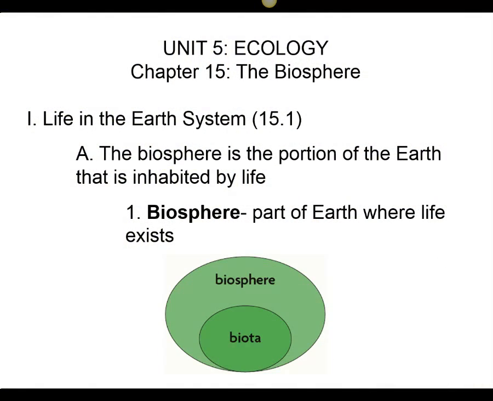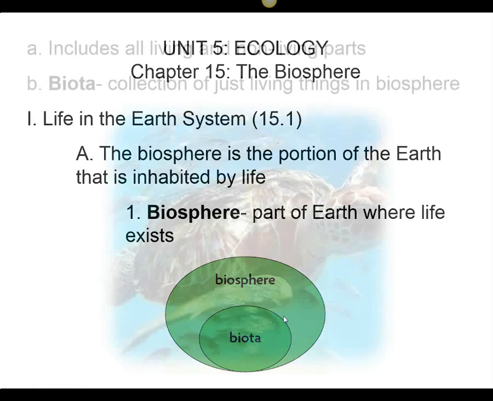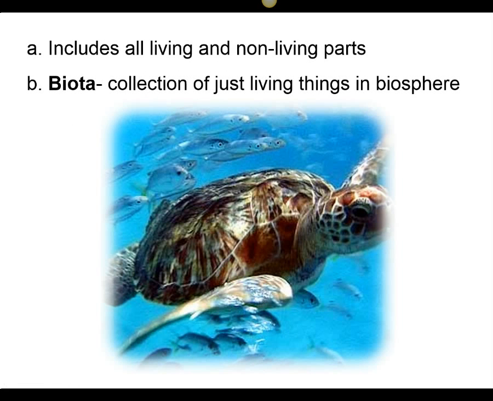So we're going to be looking at the biosphere and how it's broken down into its different biomes. The biosphere is the region of the planet where all life exists, and we refer to all that life as biota. Biota is just a collection of just the living things in the biosphere. The bacteria, the plants, the protista, the fungus, and the animals. They all make biota. And remember, bio means life.